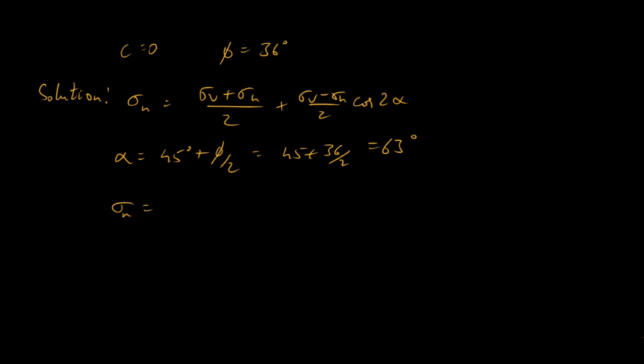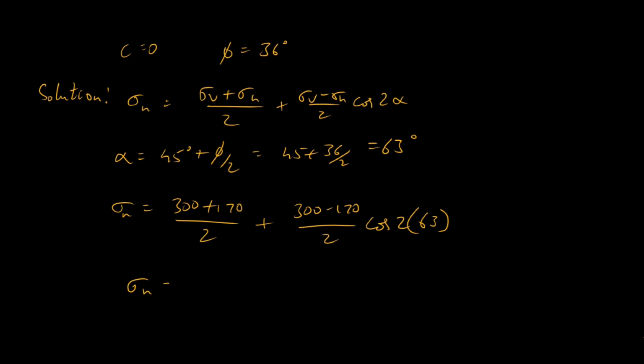Sigma n will be equal to (sigma v, that is 300, plus 170) divided by 2 plus (300 minus 170) divided by 2 cos 2 into 63. Okay. With this we can get sigma n will be equal to 196.797 kilopascal.